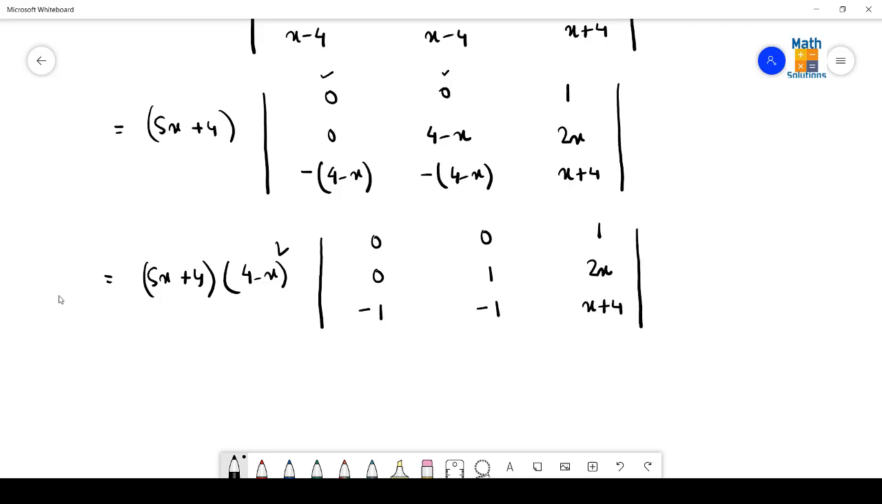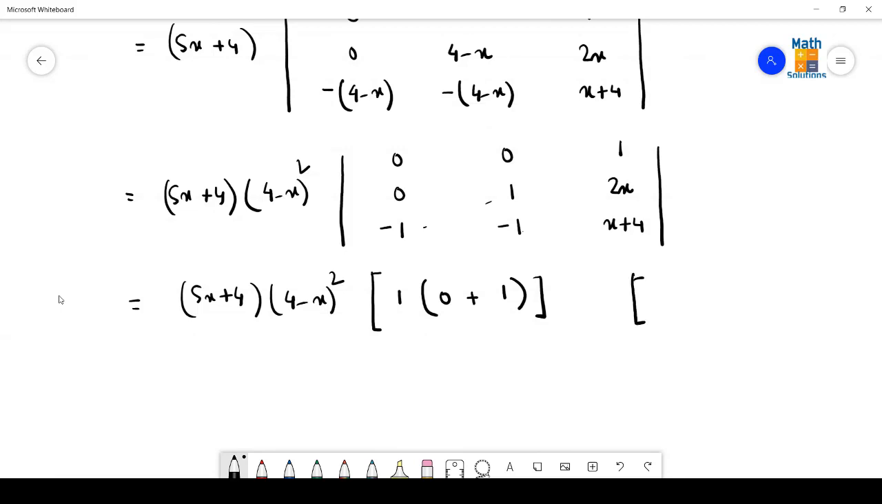So we find that row 1 contains the maximum number of zeros. That is why expansion should be made along row 1. So I get here 5x plus 4, then 4 minus x whole square. Expanding along row 1, we shall be getting 1 multiplied with 1 into 0, it is minus 1 into 0, it will be 0. Then minus minus plus, these two terms when multiplied, the result will be 1. So ultimately this is the answer I am getting, because from the bracketed part you will be getting only the result as 1.